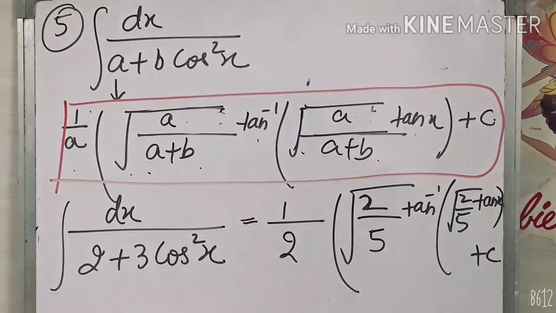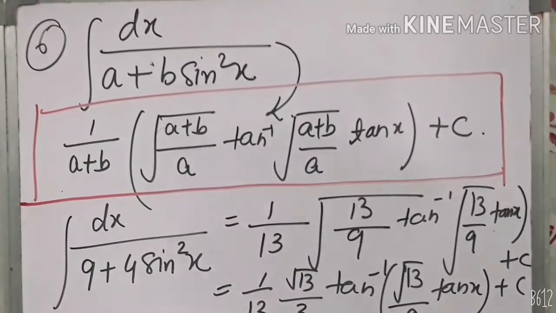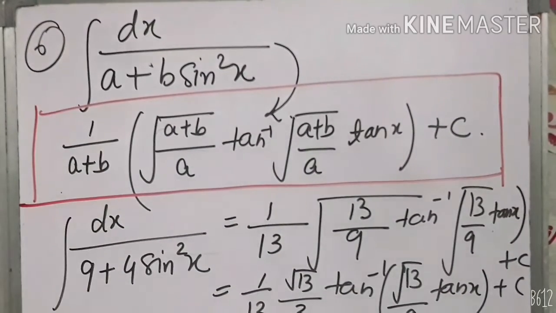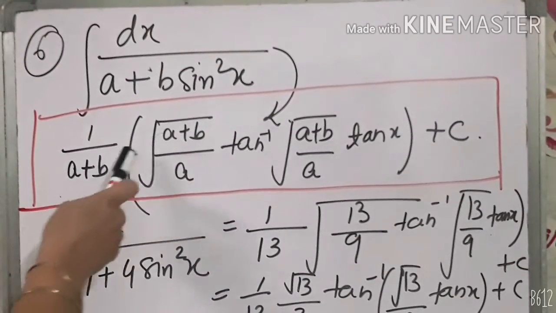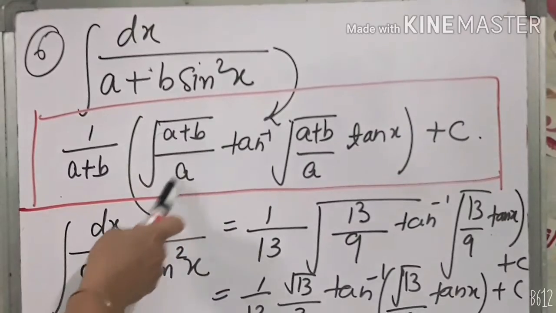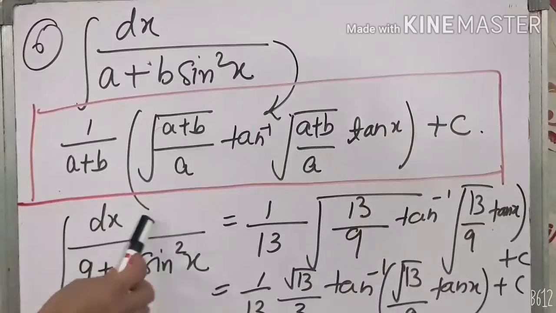Make a note. Now the sixth form is, if the form is like dx by a plus b sine square x. What we did, the form a plus b cos square x, the opposite of that. 1 by a plus b under root of a plus b by a tan inverse of a plus b by a tan x plus c.